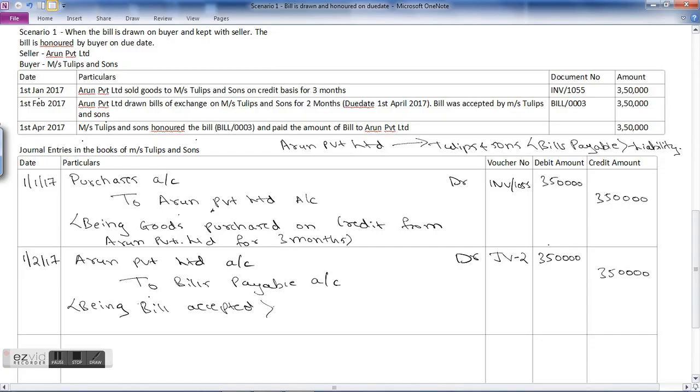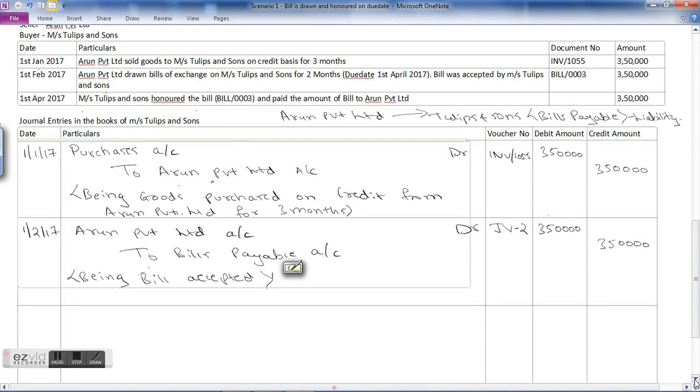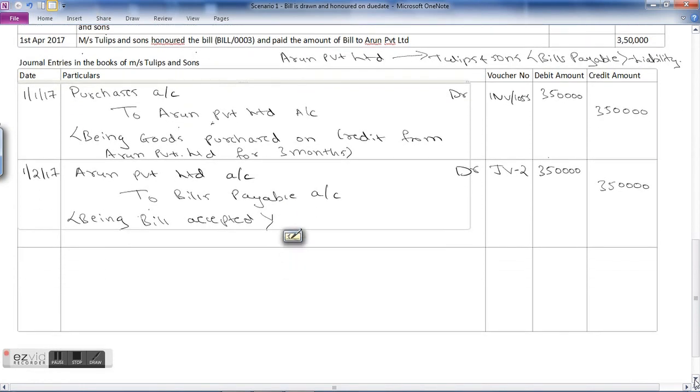Now the third entry, 1st April 2017, that is on the due date. What has happened? Messrs. Tulips and Sons honored the bill and paid the amount to Arun Private Limited. So on 1/4/2017, we have paid the amount of the bill. So since the amount has been paid, we'll credit the bank account. And since the amount of the bill is paid, there is no more liability.